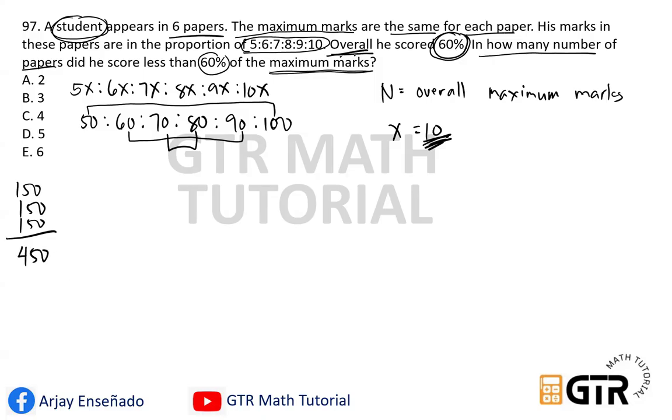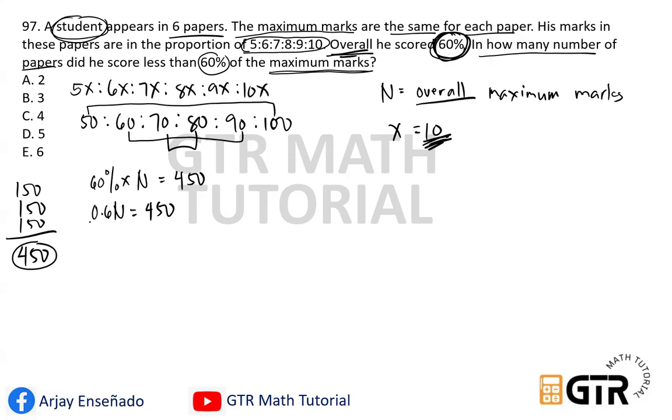Given that the overall score of the student is 60%, he scored 60%. That means this 450 is 60% of the overall maximum marks. So 60% times n, the overall maximum marks, equals 450. And then we can now solve the value of n. 60% in decimal is equal to 0.60 or simply 0.6. And then we have 0.6 times n equals 450.